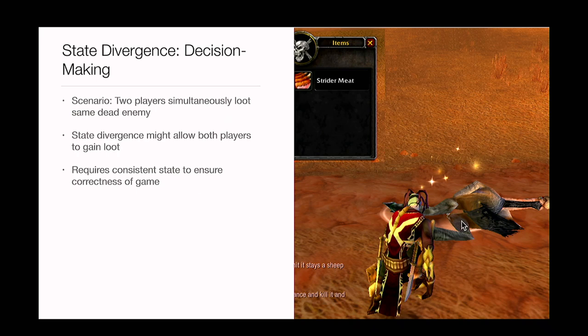This can be important. In this particular example, not too important. It probably doesn't matter if they both get a copy, if they both get some strider meat. But if this is a unique item being looted, some super powerful item that has a really high value, you don't want both players being able to grab that piece of loot. So in some cases, it really might matter.